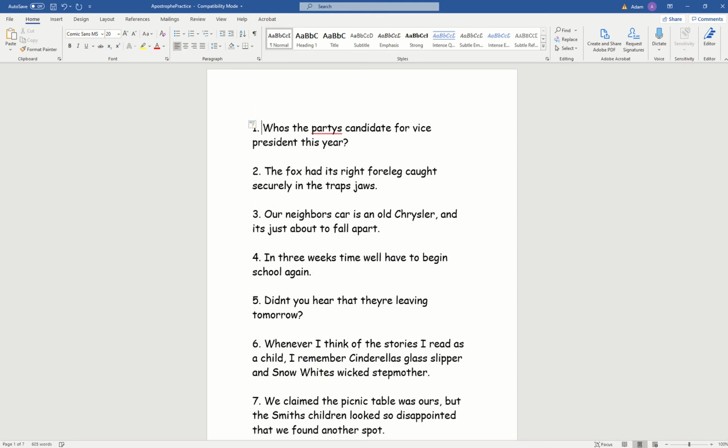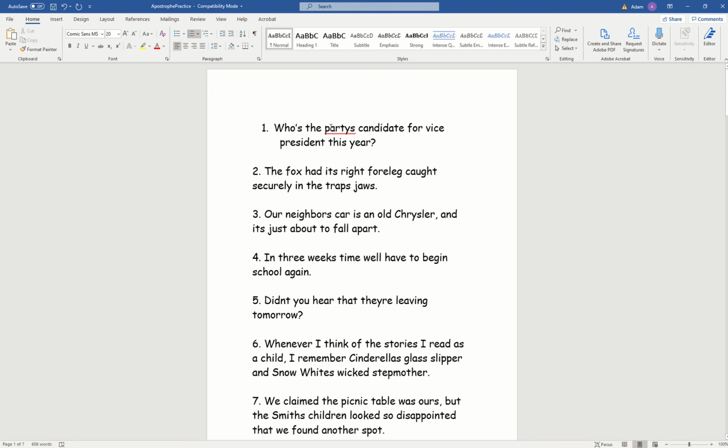All right. Ignore the red squigglies that give us hints. Who's the party's candidate for vice president this year? Well, I know this is a contraction. Whose should be who is. So I'm going to throw an apostrophe there for who is. And this red squiggly gives me an indication that there might be an error here.